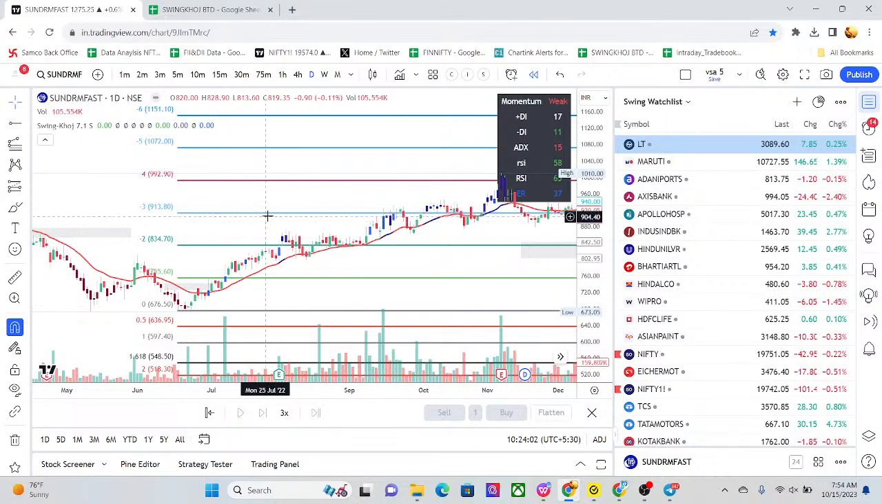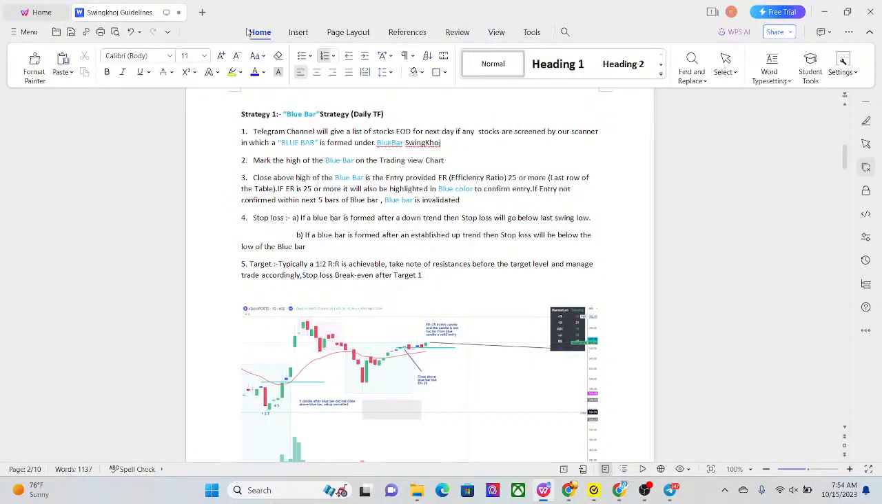1:2 we are looking at. So 1:2 is this level, 913. So you can see it has hit it. So target 1:2.